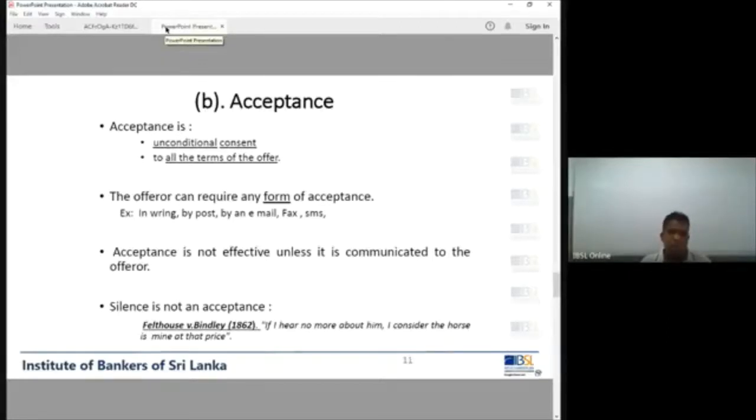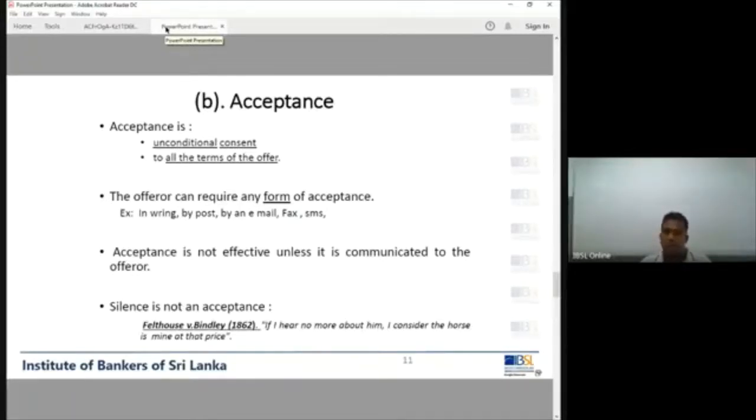Offer we discussed. Now we are going to start the acceptance. In Sinhala we call this Pratigrahanaya. Offer is Arpanaya. Acceptance is Pratigrahanaya. Right? So the acceptance. What is acceptance? Acceptance is, this is a definition, unconditional consent.